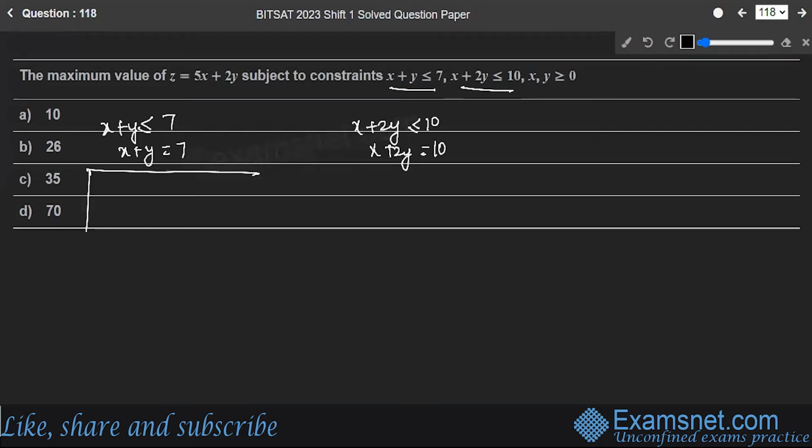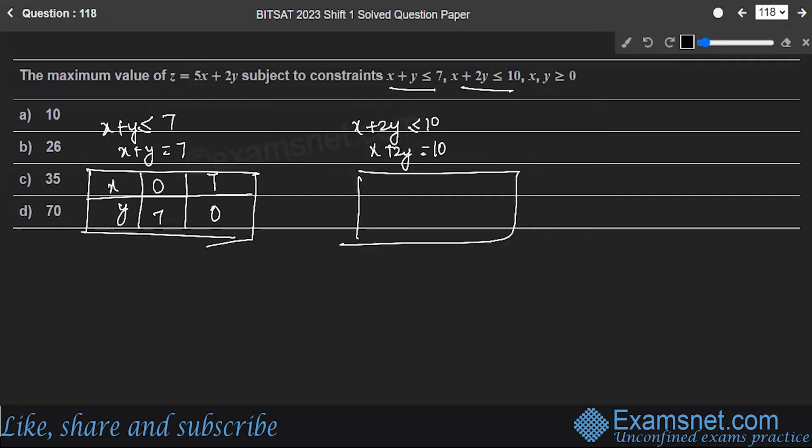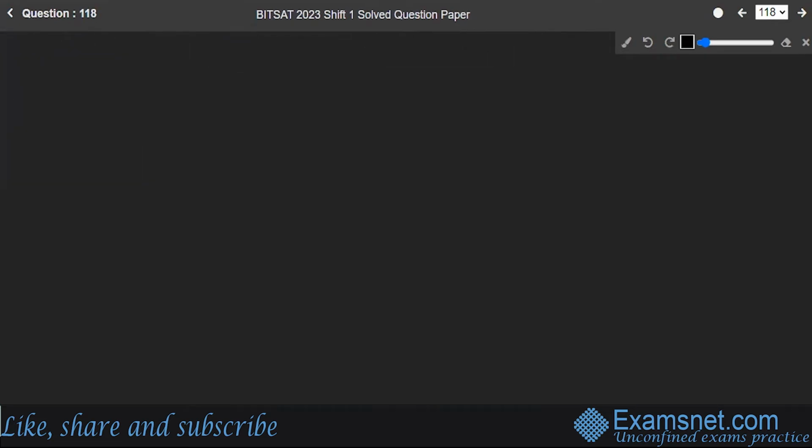So here you have the points. If I'm putting x is equal to 0, y will be 7. Putting y is equal to 0, x will be 7. And for this, you have x and y. If I'm putting x is equal to 7, y will be 5. And putting y is equal to 0, x will be equal to 10. If I draw them on the graph, it will look something like this.